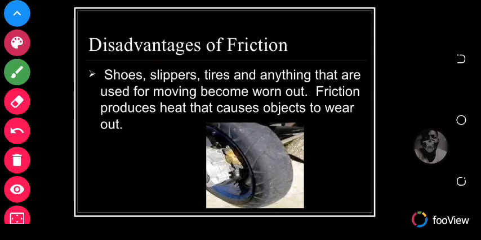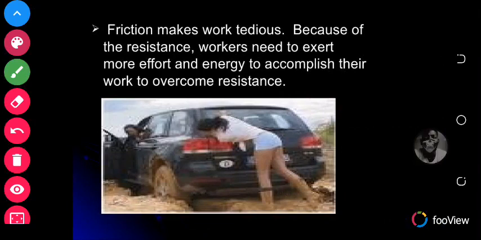For example, the more you wear your shoe to walk on a rough road, the more your shoe gets worn out, and you realize that the underside starts peeling off. And this is as a result of friction, because the more it keeps scrubbing or rubbing the floor, the more it keeps peeling and scraping off. So that's a disadvantage of friction. It causes materials to wear out early.